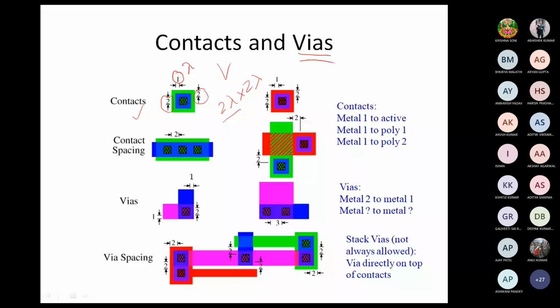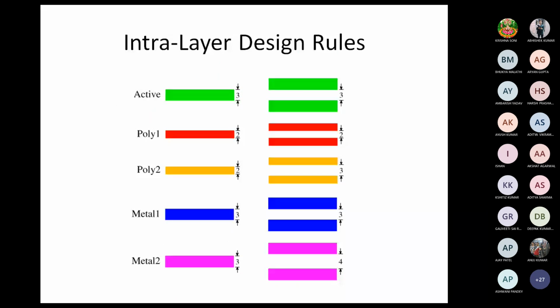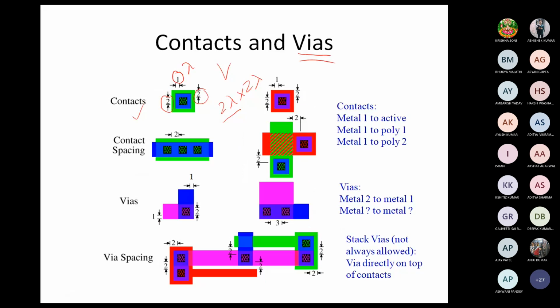So the separation and the colors represent different layers. Green is shown by the active layer. Polysilicon, we use 2 layers of polysilicon, and poly 1 is of red color, poly 2 is of this color, then metal 1, metal 2. These are just different color codes which are usually used.